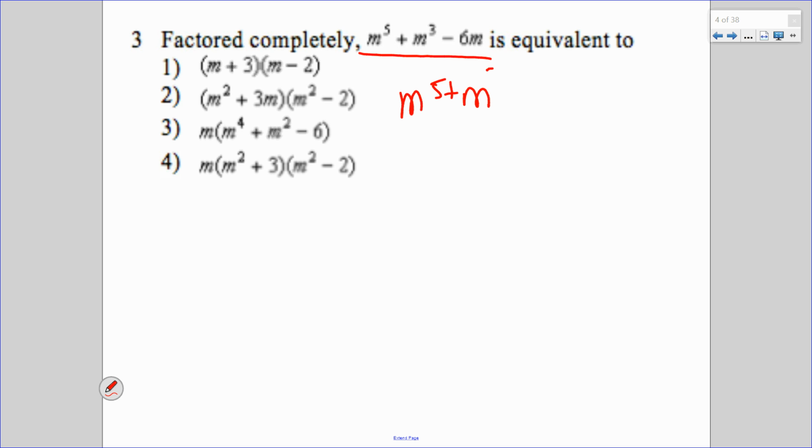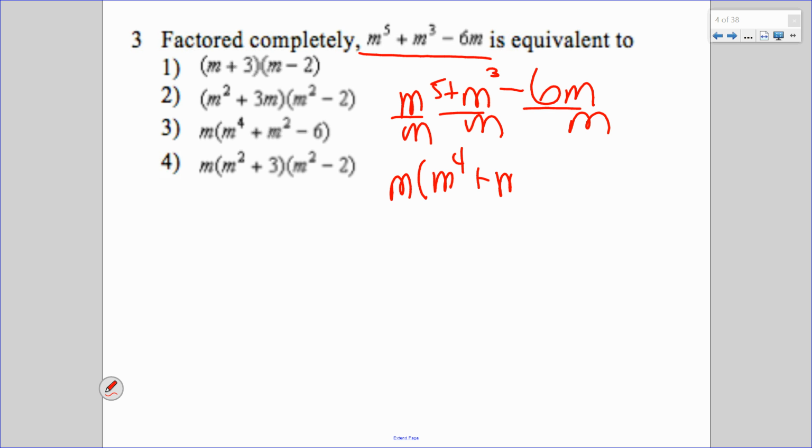If you go to the Common Core Algebra 2 songs playlist, you can hear all of my songs, which include the factoring song. First thing you look for in your factoring is a GCF. Is there a GCF? Yes. I can take an M out of everything. M to the 4 plus M squared minus 6. Can I factor any further? Yeah, this is a trinomial.